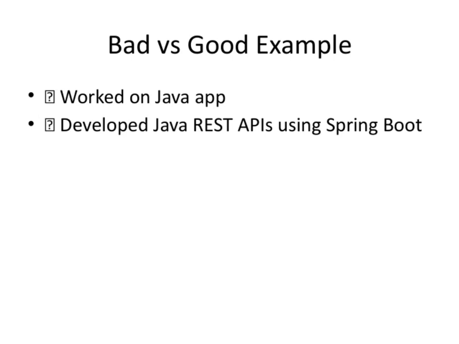So, in the past, I just worked on a Java app, which was a good start, but it was pretty basic. What really made a difference was developing Java REST APIs using Spring Boot. This approach allows for creating scalable, efficient, and easy-to-maintain services. Let's take a quick look at the bad versus good examples here.